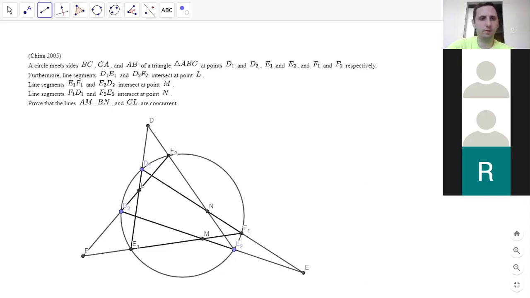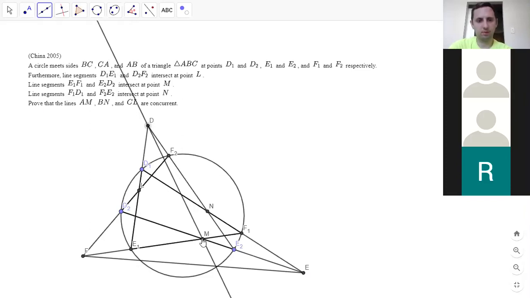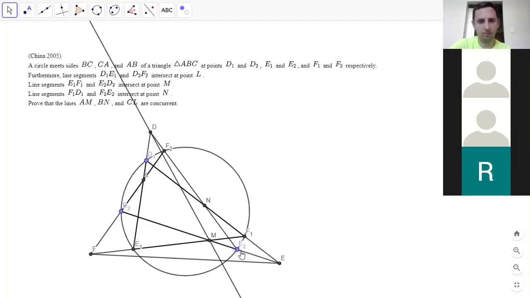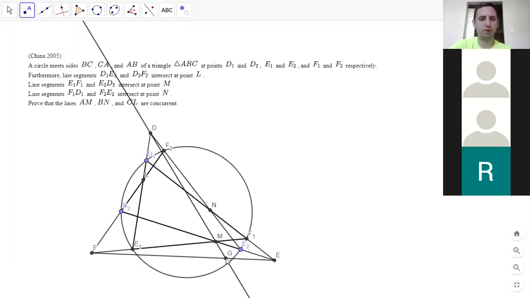Could we try to use Ceva? What happens if we try to use Ceva? So, for example, if we draw this, can we say anything about, I don't want to make it look like they intersect on the circle. But for example, if we call this point G, can we say anything about FG over GE? Maybe we could use Menelaus to find that ratio. I'm not sure.